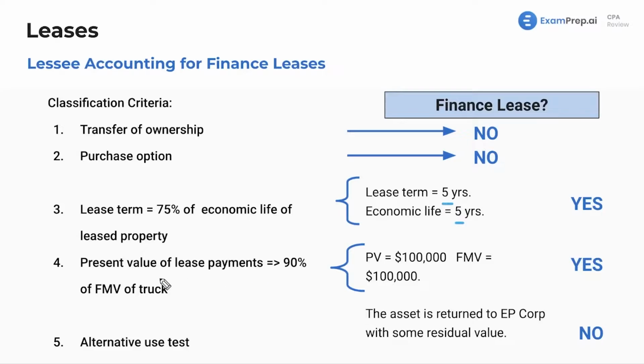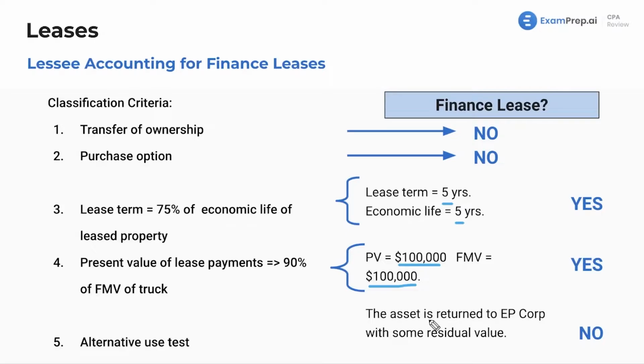100% there. And same thing, 100%, present value was $100,000 and fair market value is $100,000. So that meets that criteria. Over 90%, over 75%. These both happen to be 100%. Not always going to be the case, just is.